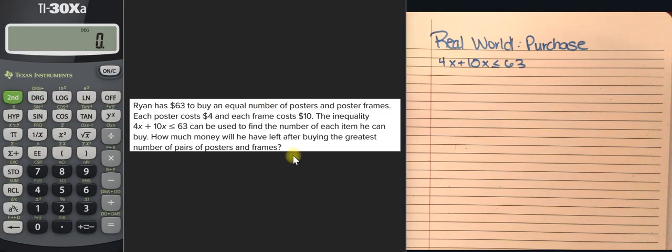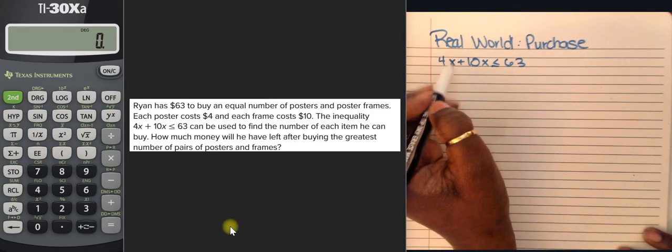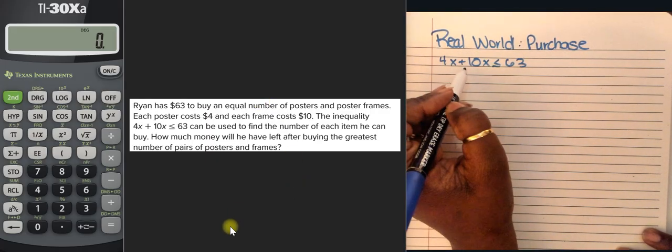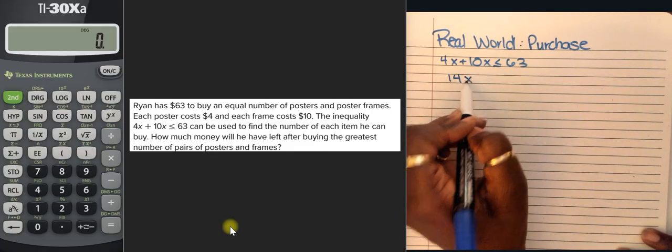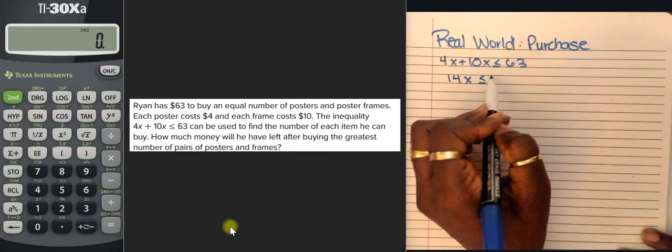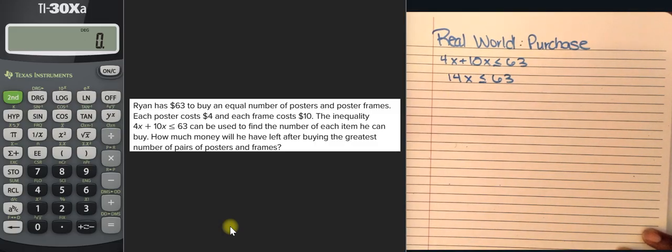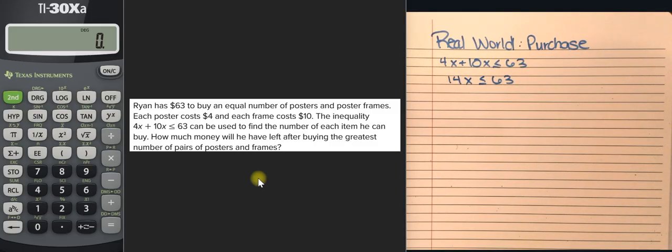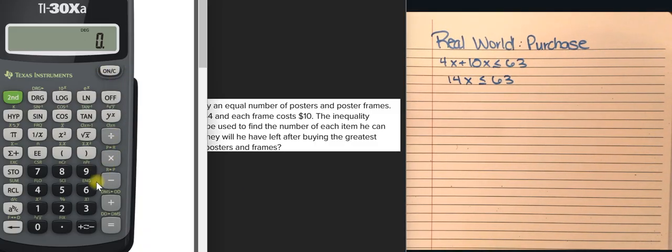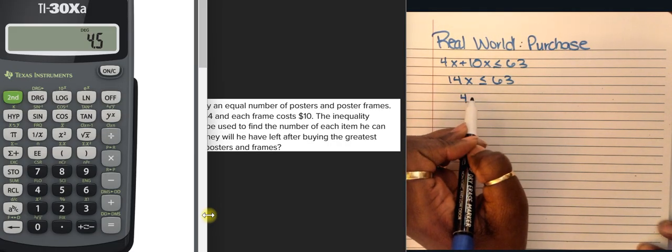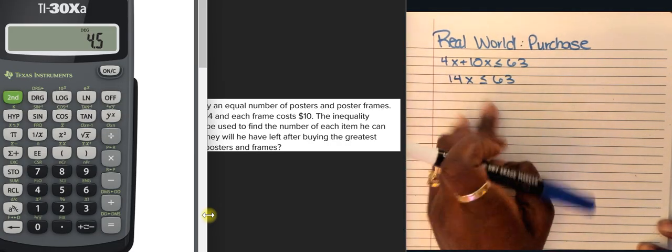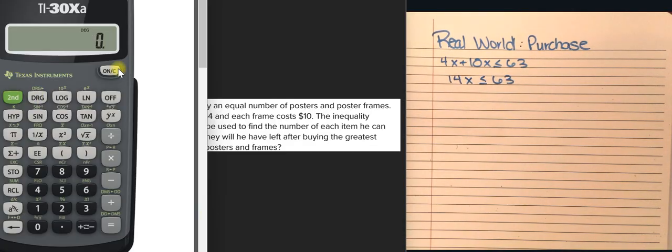So what we're going to do is first start off by combining like terms. So we have 4x plus 10x, those are like terms. So that becomes 14x. It's going to be less than or equal to 63. And if we were looking at it in terms of our inequality like we've been doing, we'd have 63 divided by 14 means that x, the value of x, could be 4.5. Oh, let me back up. I didn't even show you what I did.